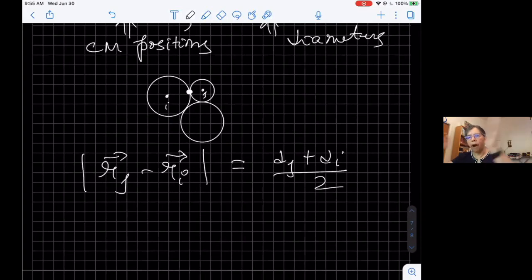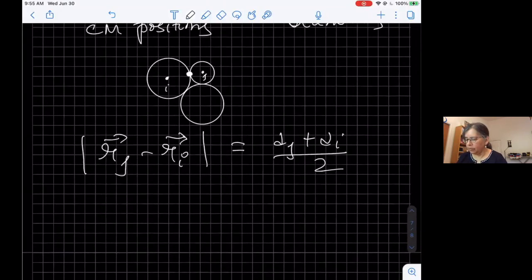It's not that they're farther than that, so it's not that there's a gap between them. There is no gap, but there's also no overlap. Right? Okay. So that's the hard sphere constraint. No forces, no torques yet.